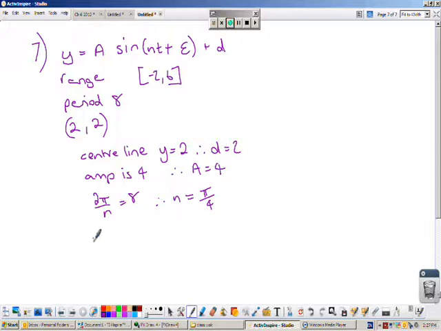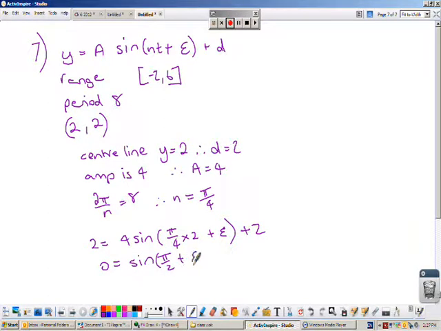Putting all that information together, we get 2 equals 4 sine of pi on 4 times 2 plus epsilon, plus d, and d was 2, so minusing 2 we get 0, divided by 4 is also 0. That's going to be pi on 2 plus epsilon. So sine of what equals 0? We can use 0. And we've finished that off.